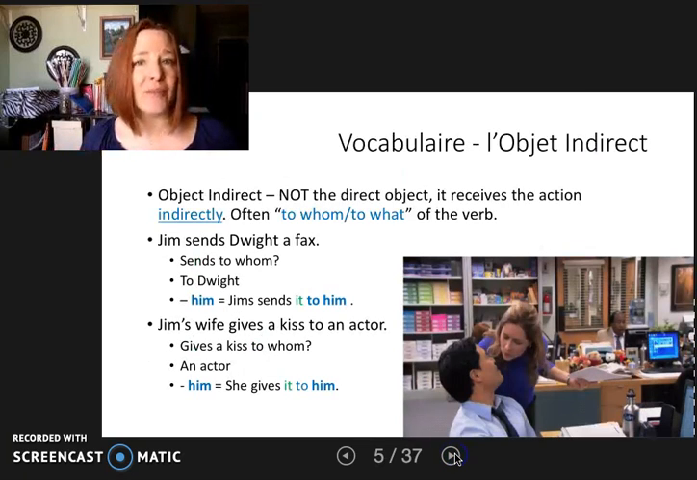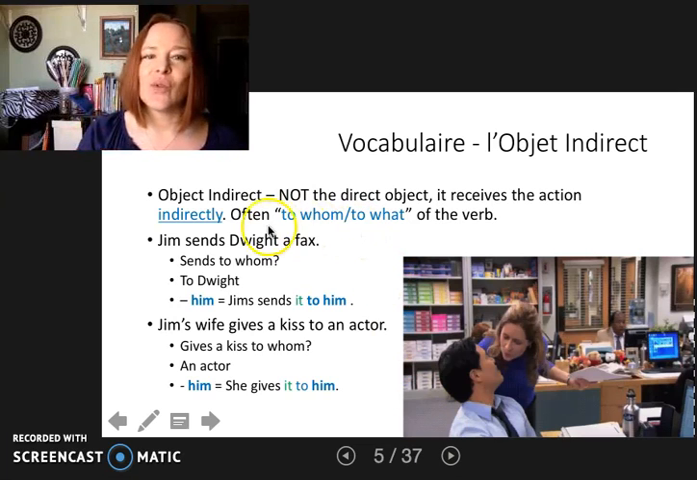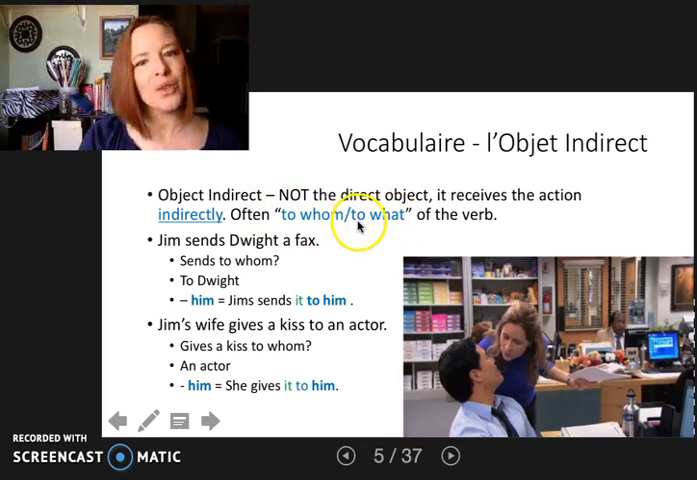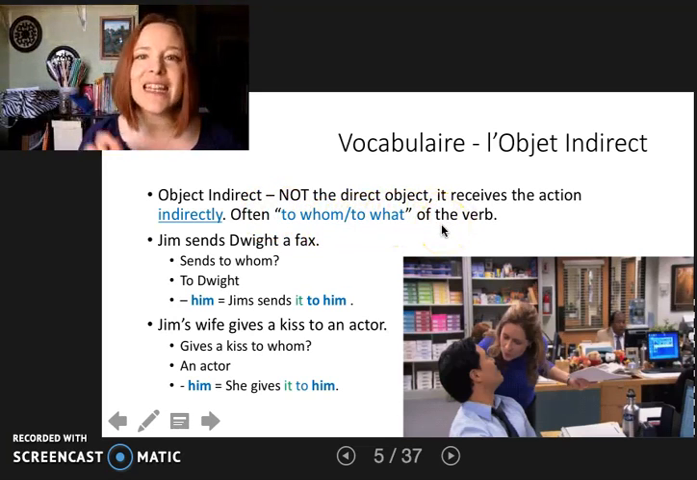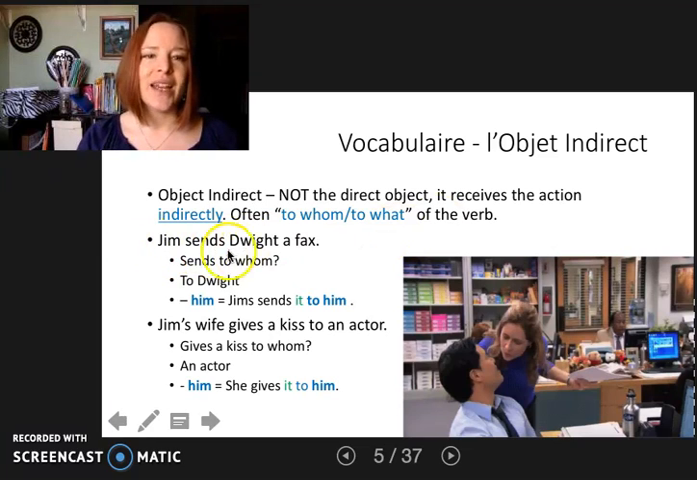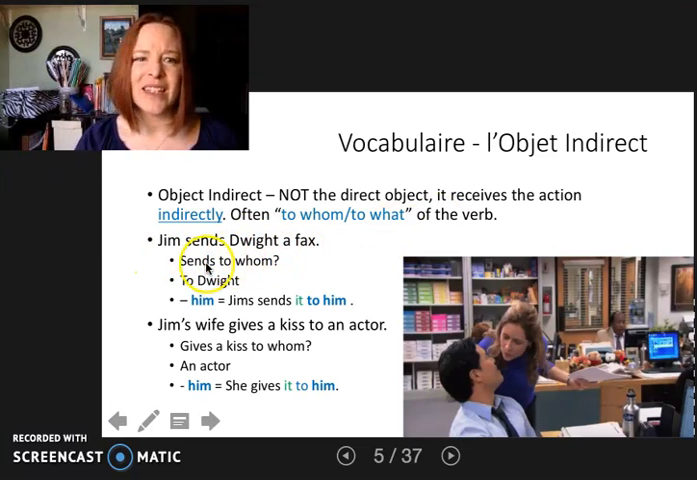Now, indirect objects cannot receive directly the action. There's something blocking them, like a preposition. So to figure out what they are, instead of asking just who or what, we say to whom or to what, and that's how we find the indirect object. So Jim sends Dwight a fax. He sends to whom? To Dwight. And him can be replaced as well with to him.